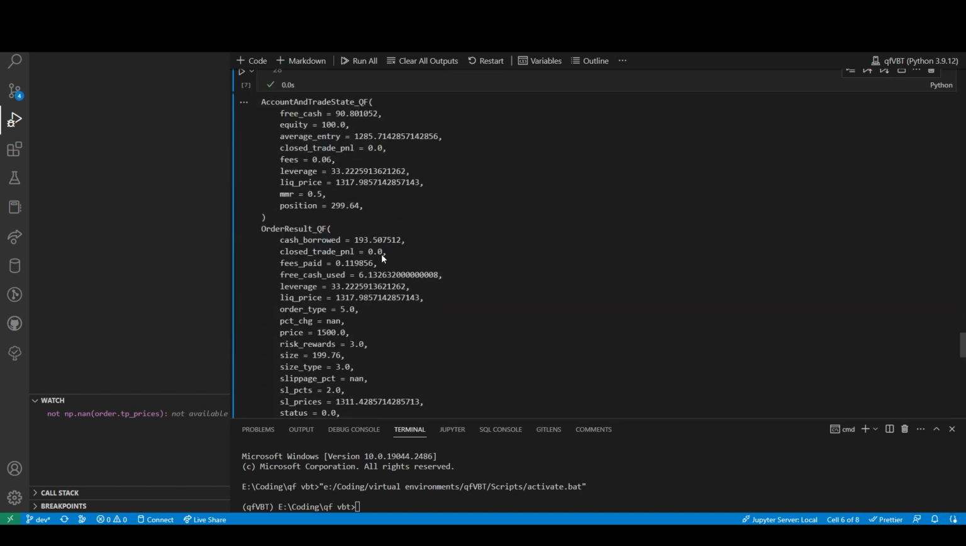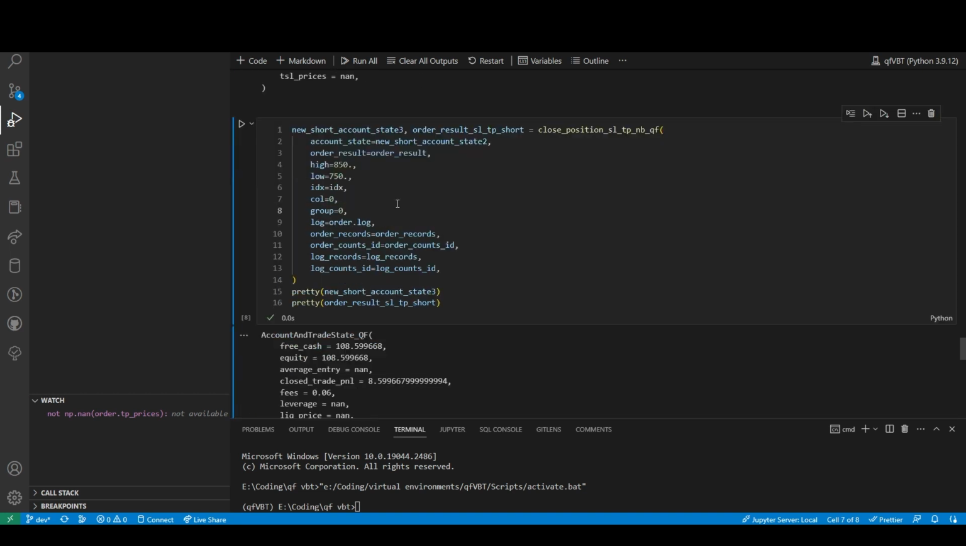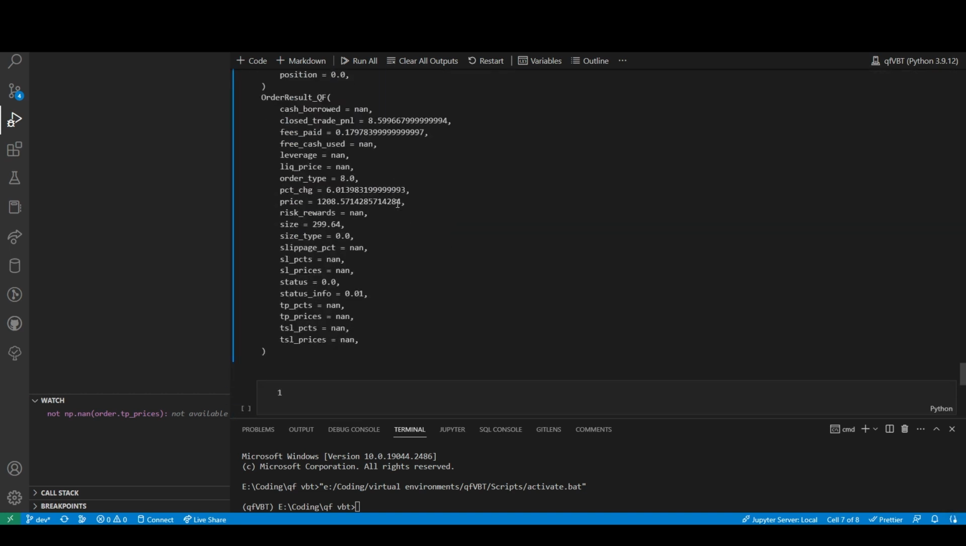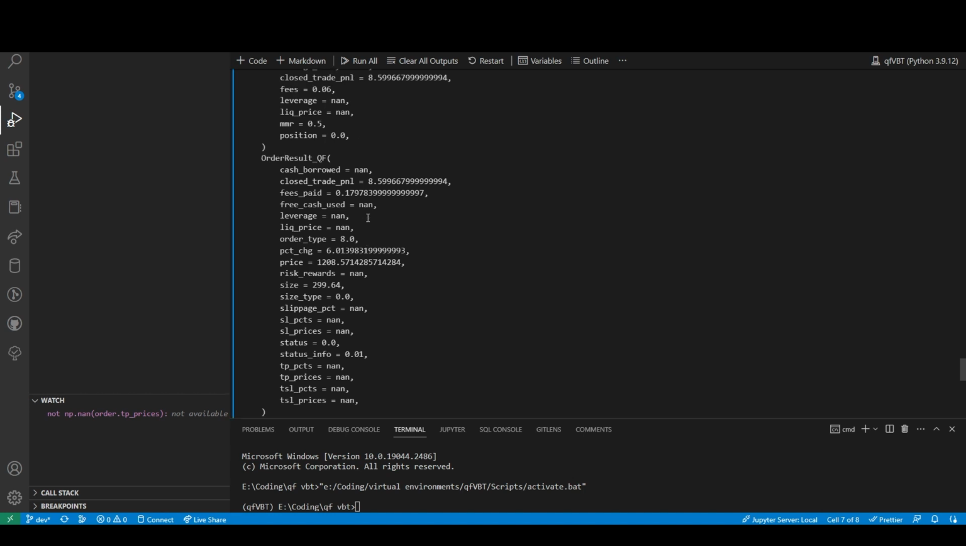Okay. So our take profit is 12. Let's just see what happens when I do this. Did I make money? 6%. I made 6% gains? Okay.